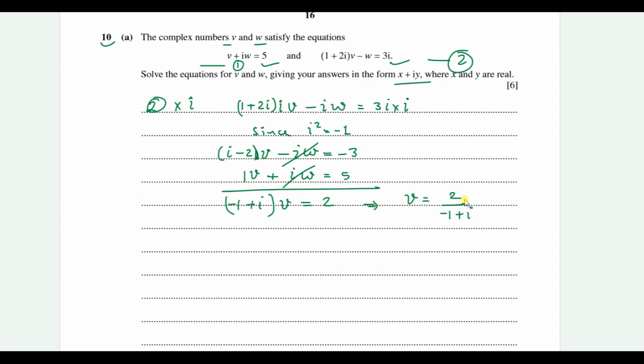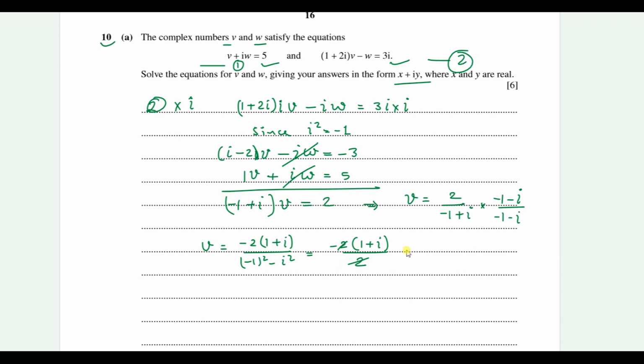Now we need to write it in the form x plus iota y, so we will multiply by its conjugate and divide by its conjugate. So it is minus 1 minus iota over minus 1 minus iota. So we got the numerator as minus 2 times (1 plus iota) over, using (a plus b)(a minus b), it is (minus 1) square minus iota square, so it becomes minus 2 times (1 plus iota) over 1 plus 1, and it is 2 because iota square is minus 1.